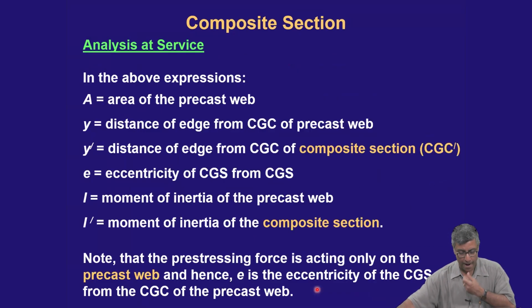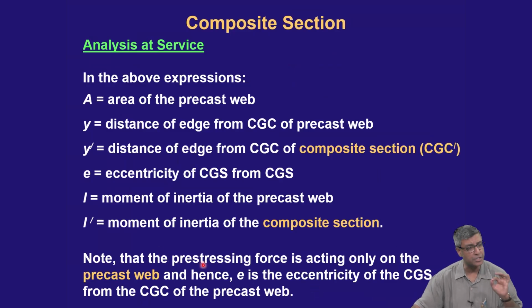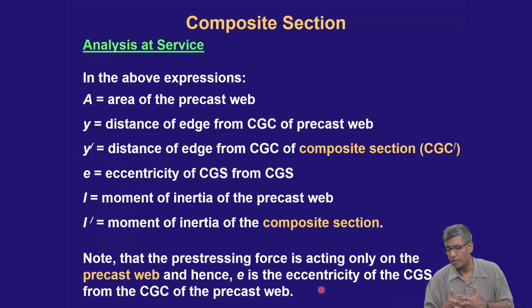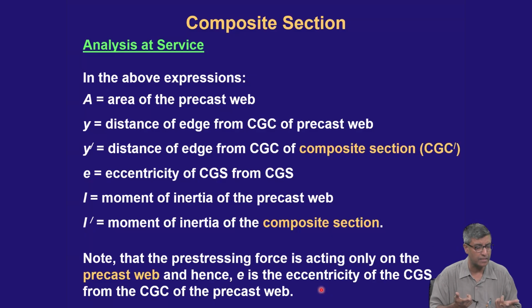Now here, as I said, I have assumed that the prestressing force is acting on the precast web only, and hence the eccentricity of the CGS is from the CGC of the precast web. If you do post tensioning, then again you have to add some other terms. The post tensioning is for the composite section, and in bridge girders they will invariably go by what is called staged prestressing: pre-tensioning for the precast, post tensioning after the cast in place has been done. Otherwise, it is going to crack.